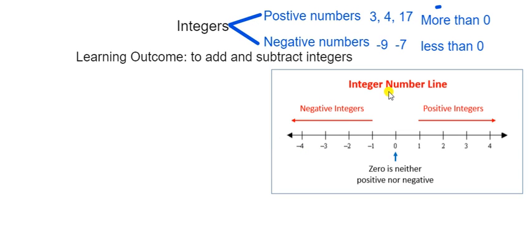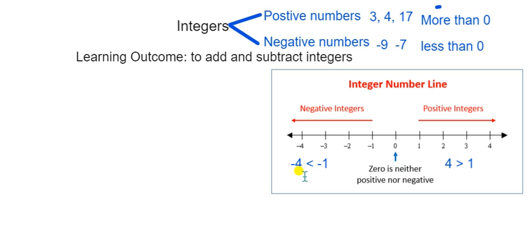Let's view this number line. 0 is in the center, positive numbers are written on the right side, whereas negative numbers are written on the left side. As we move forward, the value of the positive number increases, but as we move backward towards the negative integers, the value decreases. -4 is less than -1, whereas 4 is more than 1.